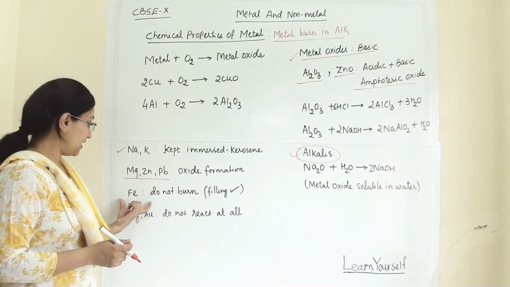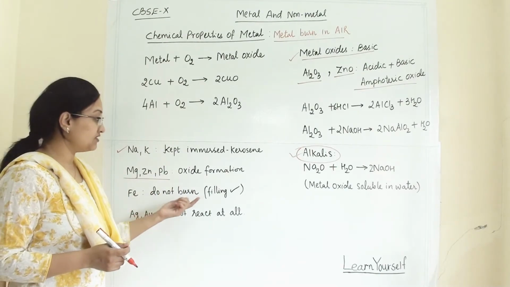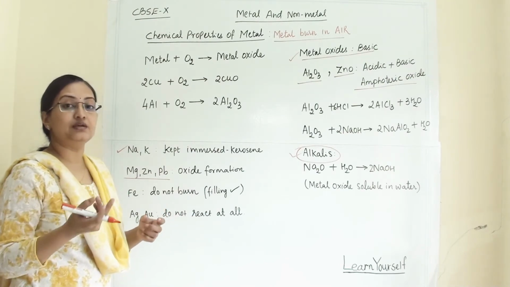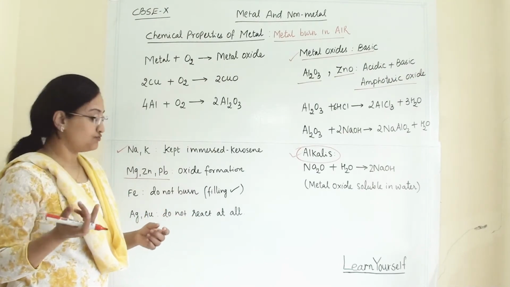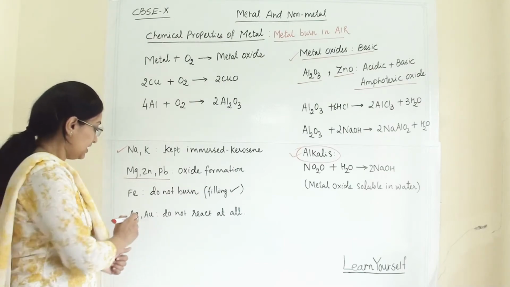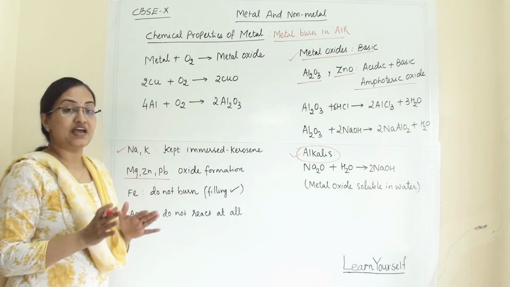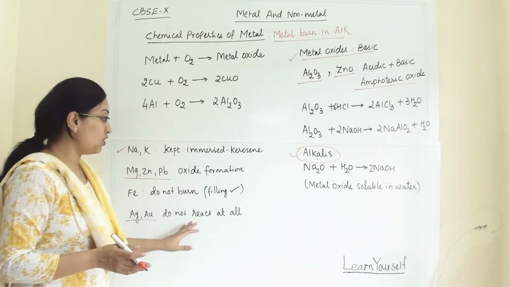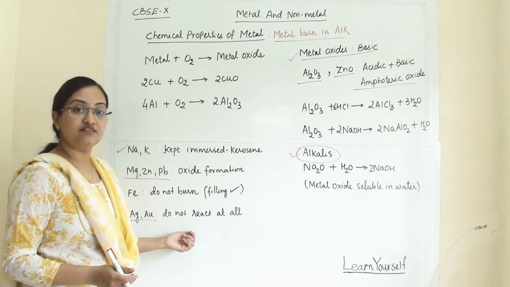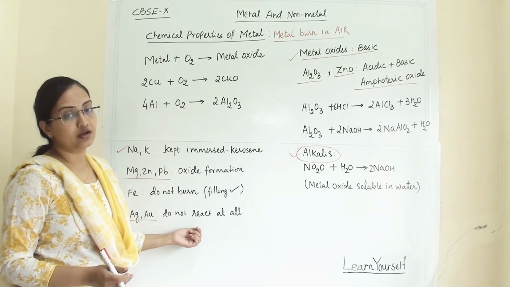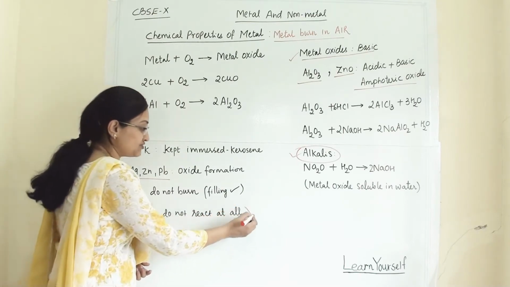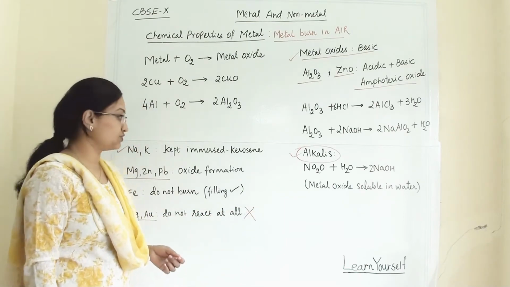Now coming to iron, iron will not burn, but when we take iron filings, then iron filings will readily burn with atmospheric oxygen. And silver and gold are termed noble metals and they do not react at all. Even at high temperature they will not react with atmospheric oxygen.